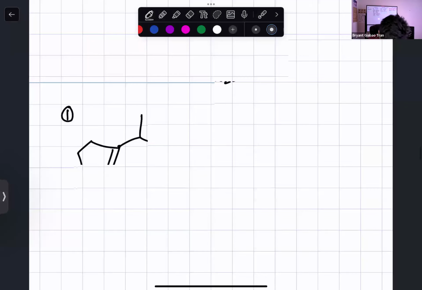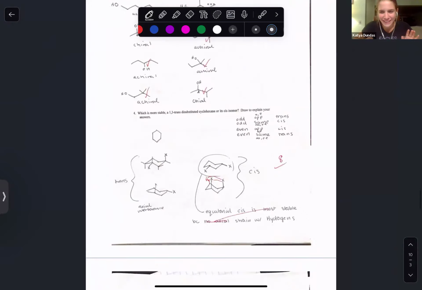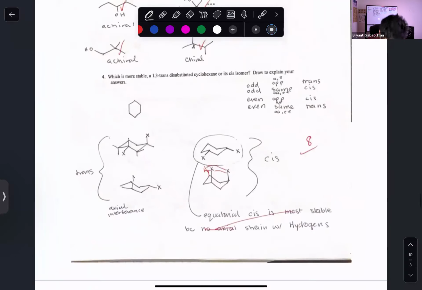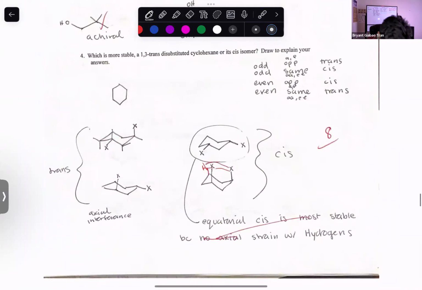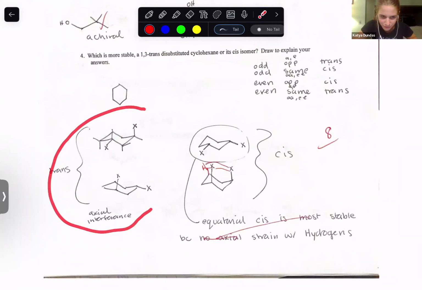Okay. Let's do this. Number 4. Look at all those tens. So nice. Oh my god. 10. Perfect. And then for this one, I circled the top one. I said that one would be more stable because there's no axial strain with the hydrogens because they're equatorial. And then he marked up the other one. And I'm like, that's not the one that I circled. He marked up the bottom one. That's where his red pen is on the bottom.